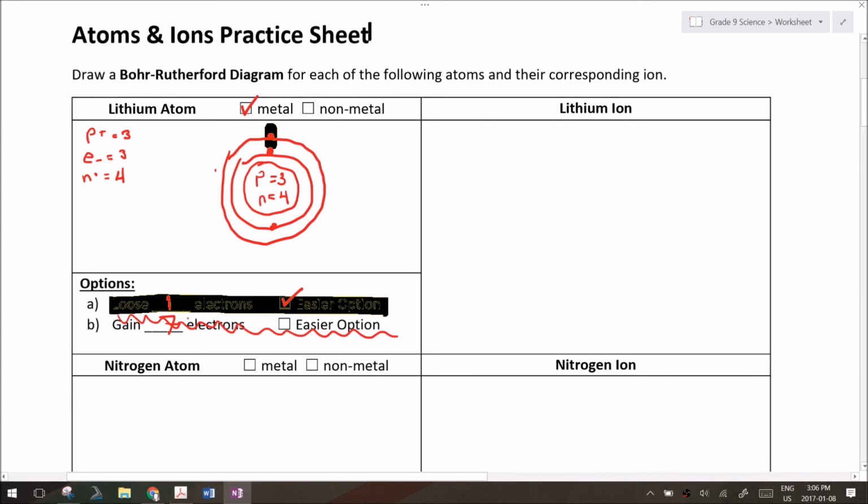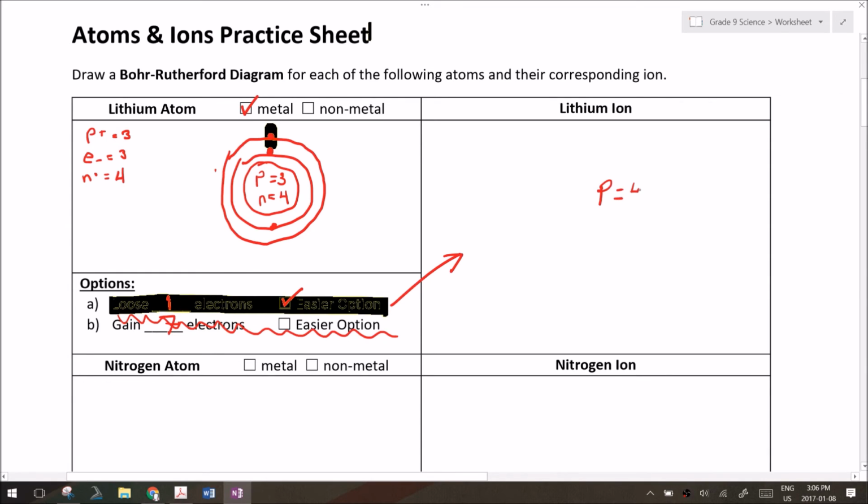I take you through thinking about the 2 options because it's always important to remember, how do I know if it's going to lose or gain? You know how to figure out if it will lose or gain electrons based on what one requires less work. So just think about which option takes less work. So it's easier to lose 1 than it is to gain 7. So we're going to use this information here to draw our ion.